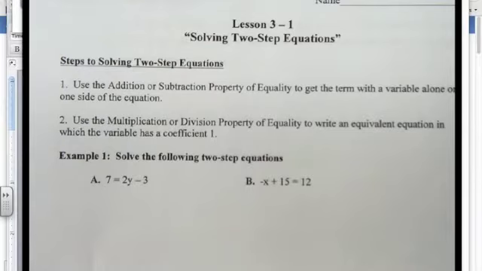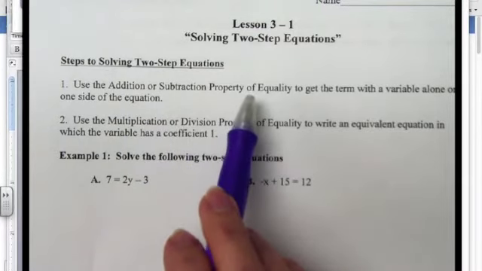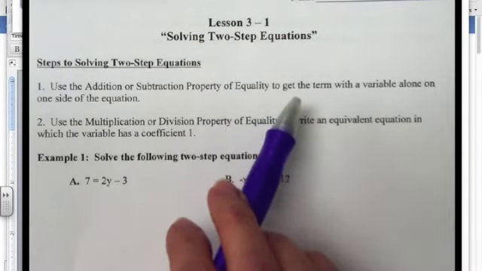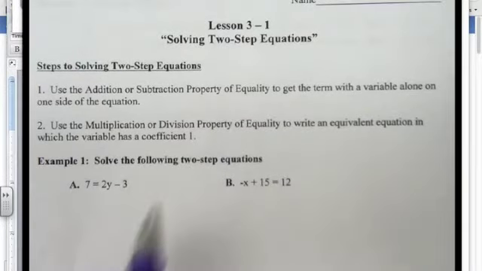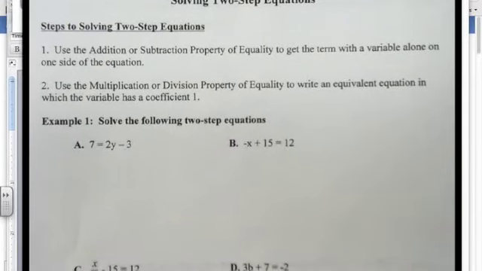To solve two-step equations, the first step is to use the addition or subtraction property of equality, which I will go over in just a moment, to get the term with a variable alone on one side of the equation. Then we go through and do multiplication and division. It's kind of backwards from order of operations. We first take care of the addition and subtraction, then we take care of the multiplication and division for two-step equations.